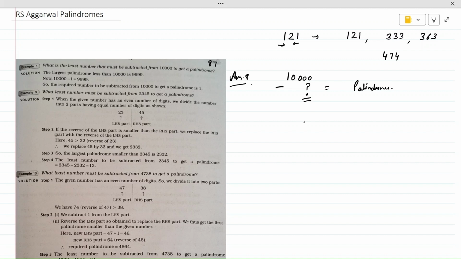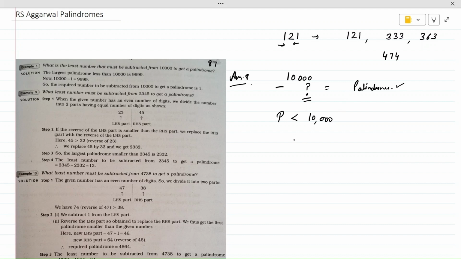So kids, what we have to do is find the palindrome first, right? And since we know that we have to subtract something from 10,000 to get this number, that means this palindrome number, which I am denoting as P here, is less than 10,000. And why is it less than 10,000? Because I have to subtract something from 10,000 to get this number. Okay, so let us try to find a number which is less than 10,000 and a palindrome.